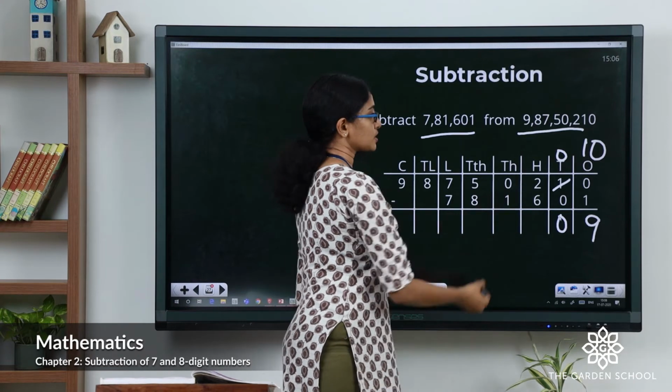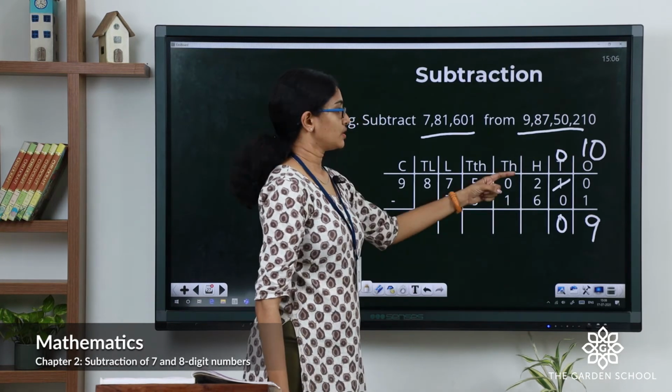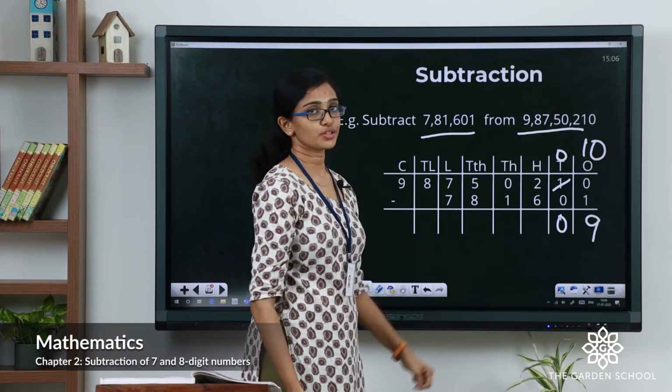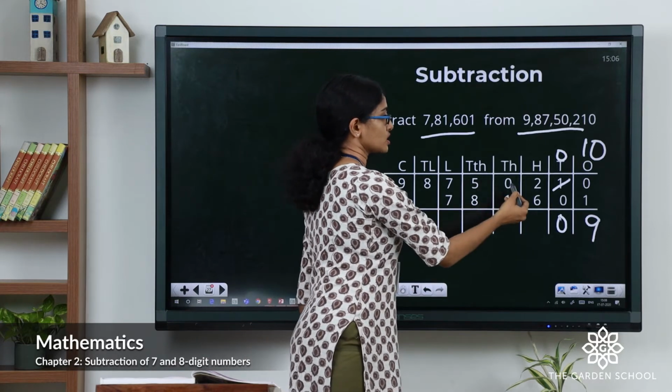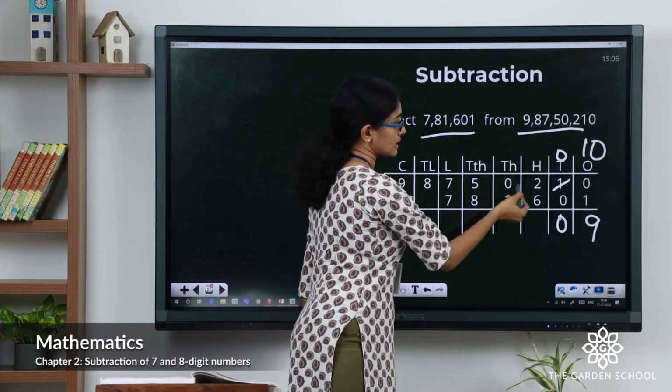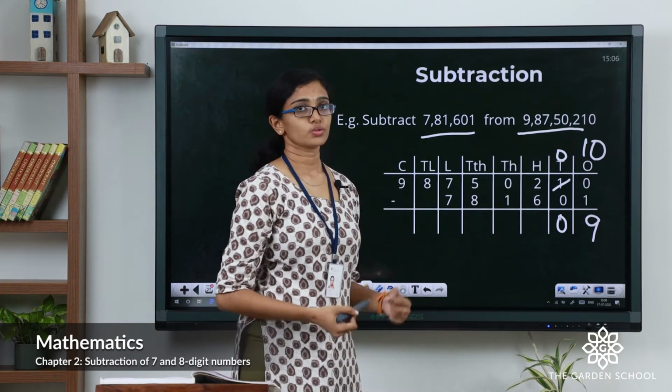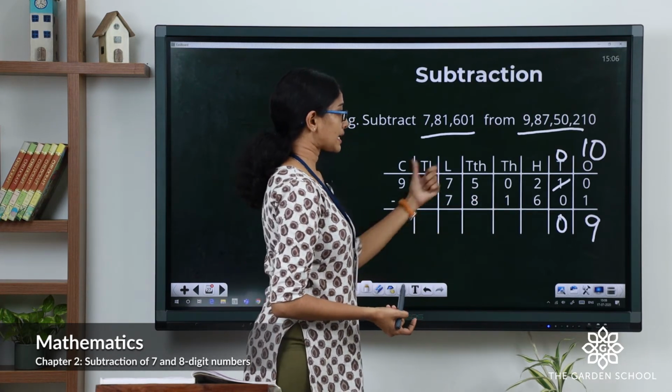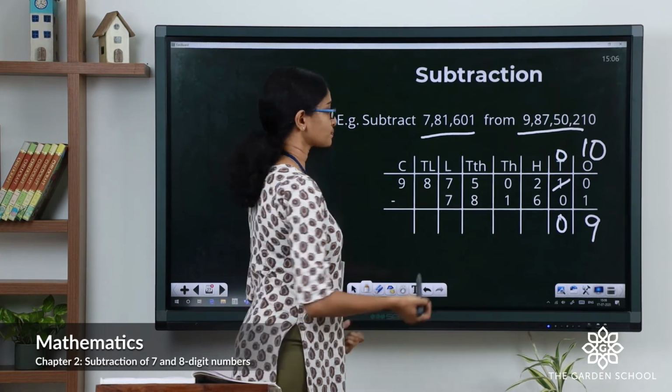Now in the hundreds place you have 2 and 6. You cannot take away 6 from 2. So you borrow from the thousands place. And in the thousands place, see, it is 0. So we cannot borrow. So we again move to the next higher place.